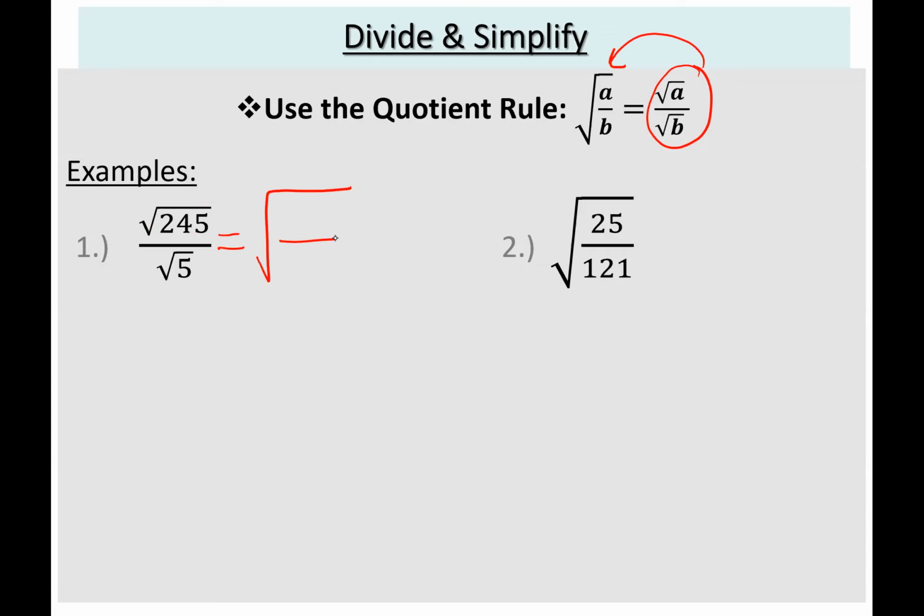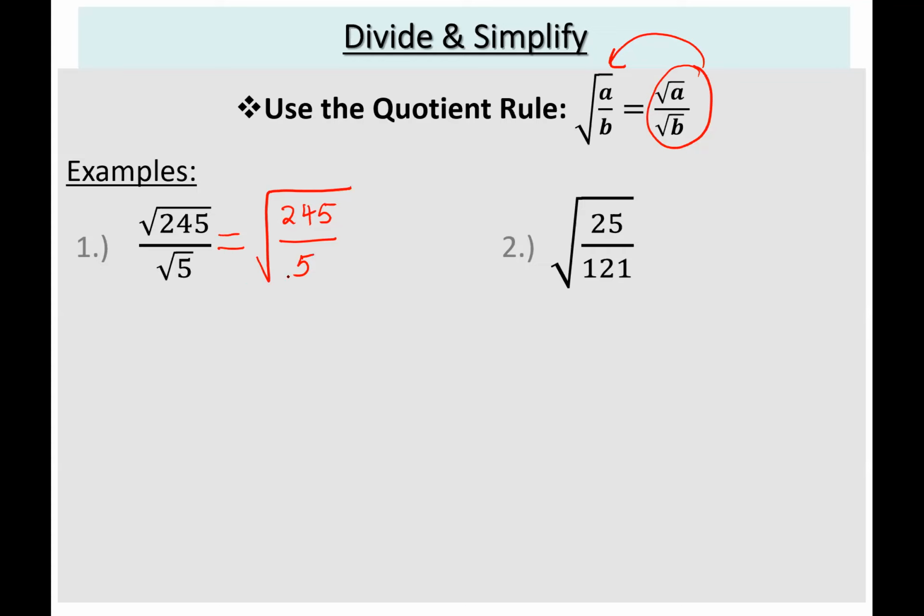So the original problem again is the square root of 245 over the square root of 5. I can rewrite it as the square root of 245 over 5. Now, 245 ends in a 5. I'm pretty sure this is going to work if I divide by 5. So 245 divided by 5 is 49.